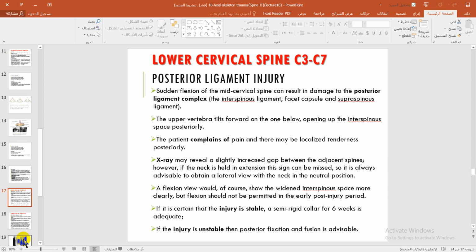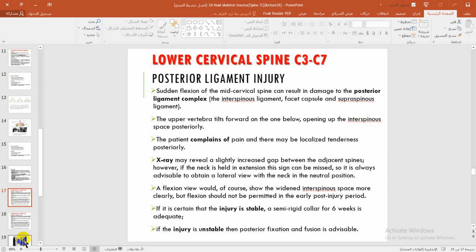Posterior ligament injury: sudden flexion of the mid-cervical spine can result in damage to the posterior ligament complex, which consists of the interspinous ligament and supraspinous ligament and the left and right interspinous ligaments. These are damage to the posterior group of this ligament complex. Facet capsule and supraspinous ligament rupture lead to instability of the cervical spine.